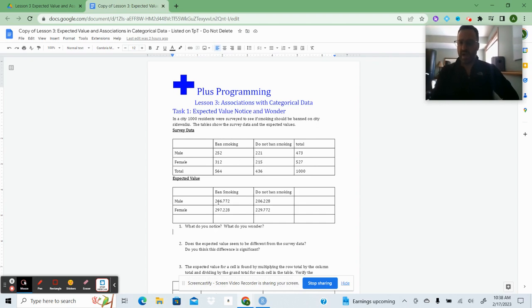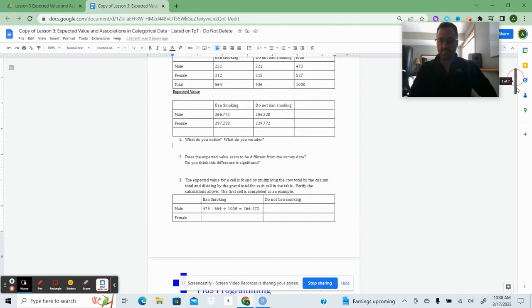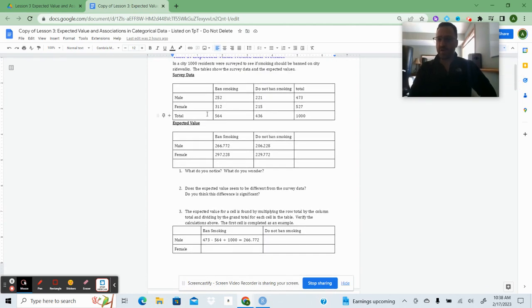So I might wonder also, how did these numbers get here? How do you calculate the expected value? We're going to find out that that's just the row total times the column total divided by the grand total for each cell. So this is 473 times 564 divided by 1,000. So this expected value might be significantly different, but how much bigger or smaller do those numbers have to be? And we're going to look at the actual number later. So we're going to talk about how these are calculated here and figure out those values.